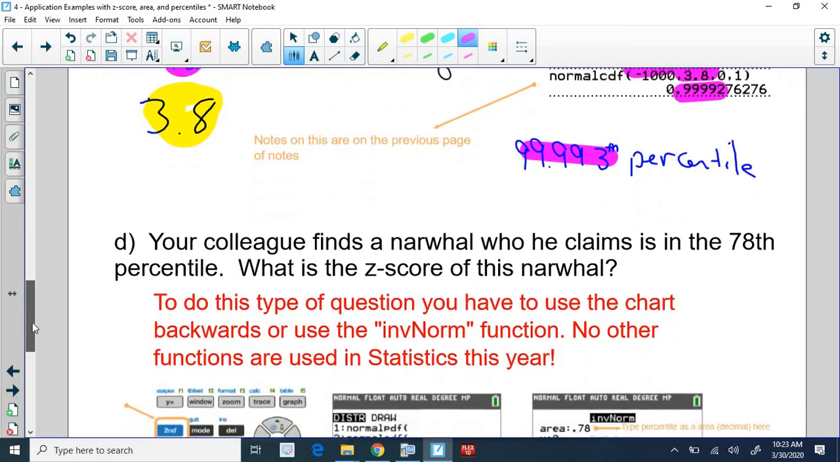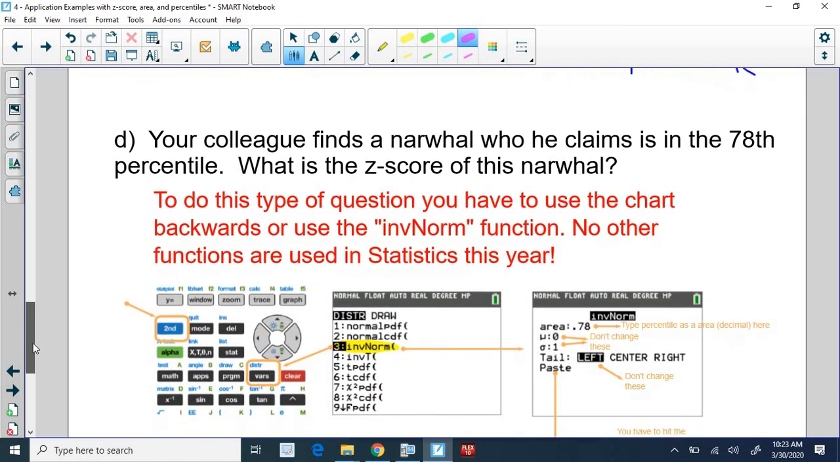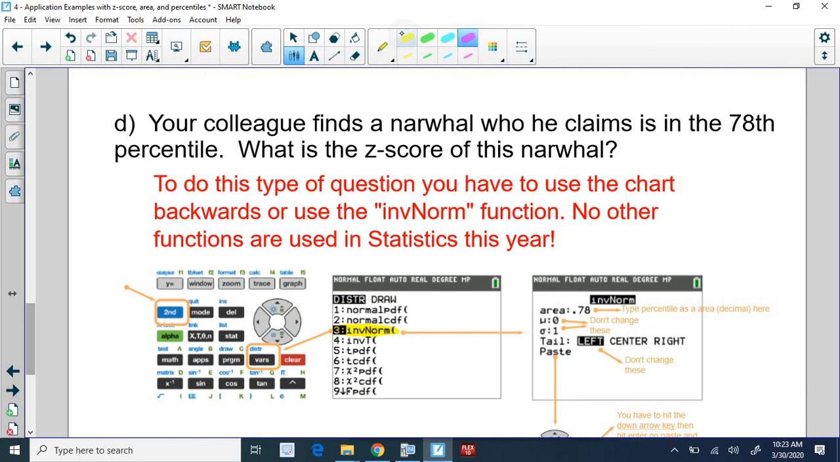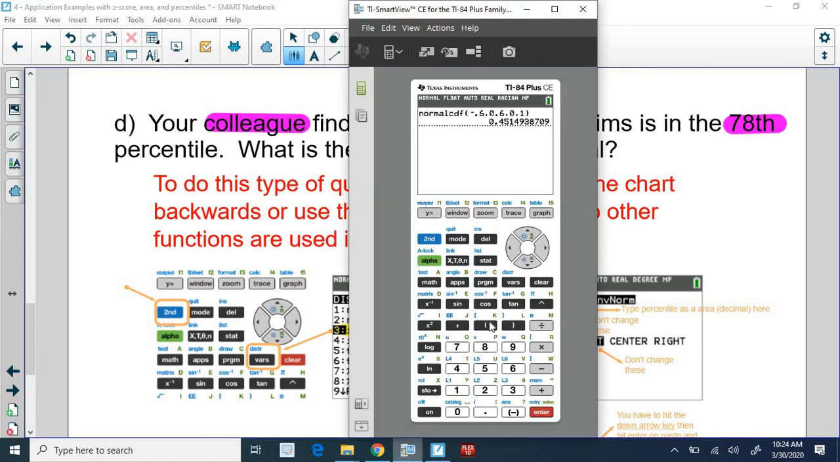Alright, so here's the next thing, which is going to convert from a percentile to a z-score. So let's say you have a colleague and they claim, hey look, I found something in the 78th percentile. What does that mean as a z-score? So what you do is you go to second variables, you go to choice 3, and then you put the area in. So I'll run through that with you. You take second distribution, choice 3, then you put the area. You can't put 78 here, you have to put 0.78. You have to turn the percentile into an area.